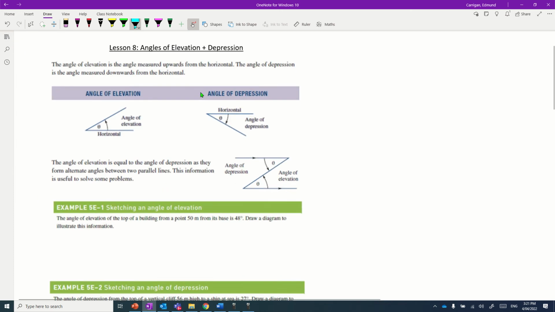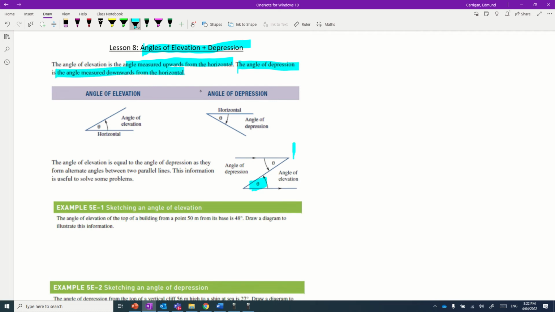Good morning. Today we're going to have a look at angles of elevation and depression. Now the angle of elevation is the angle measured upwards from the horizontal. So this is our angle of elevation here. It represents if we were on the ground and we were looking up, for instance, at the top of a cliff. Now the angle of depression is the angle measured downwards from the horizontal.